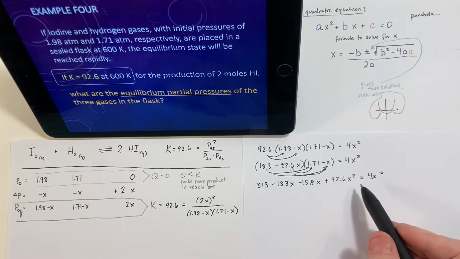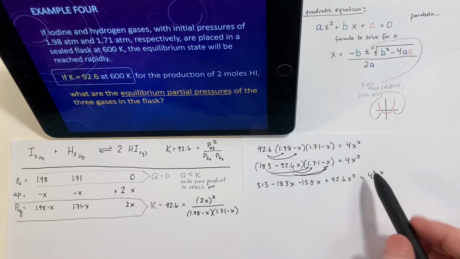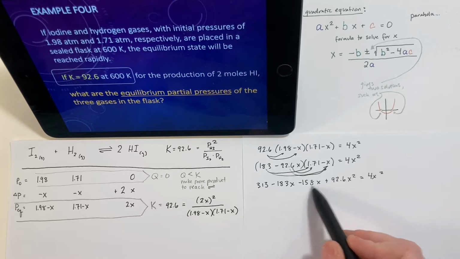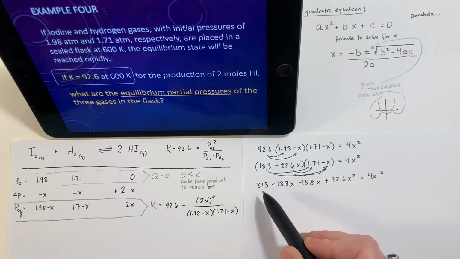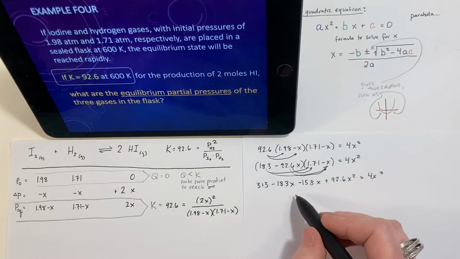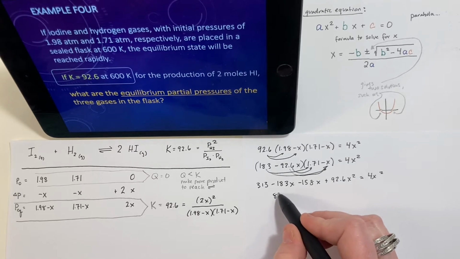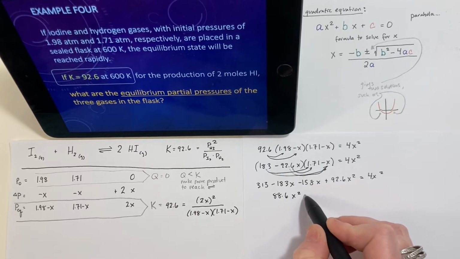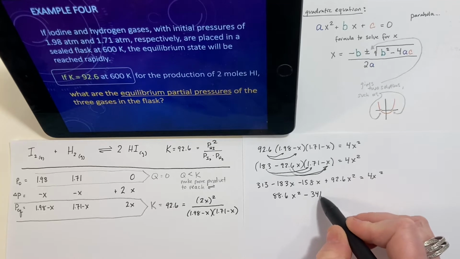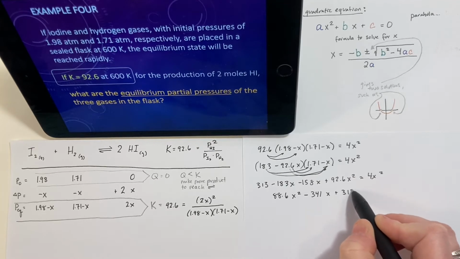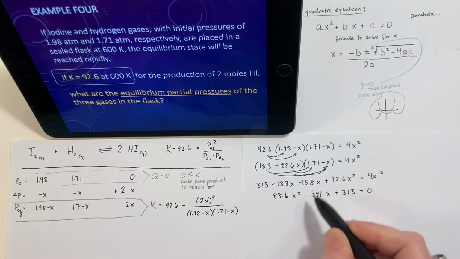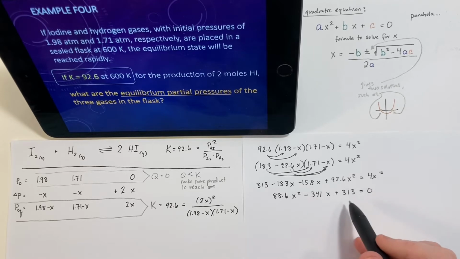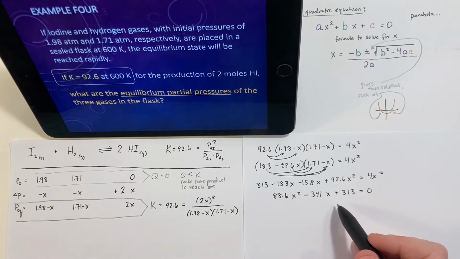So then the next step is just to collect like terms: the x squared terms, the x to the first terms, and then the constant. When I do that and put it all on the left side, I've got 88.6x squared minus 341x plus 313 is equal to 0. I brought everything over. So you should try that. Make sure you get those numbers.